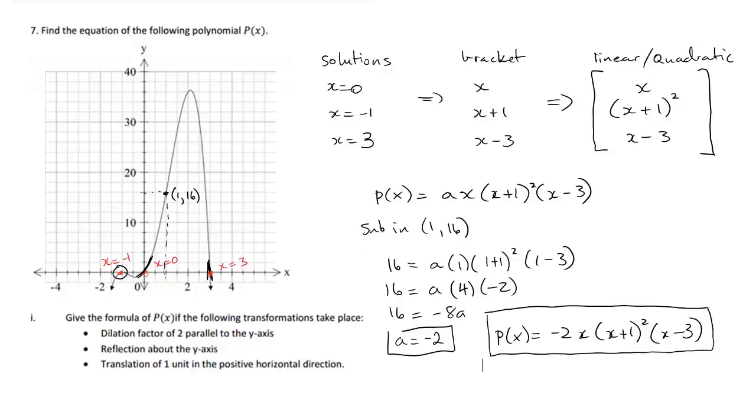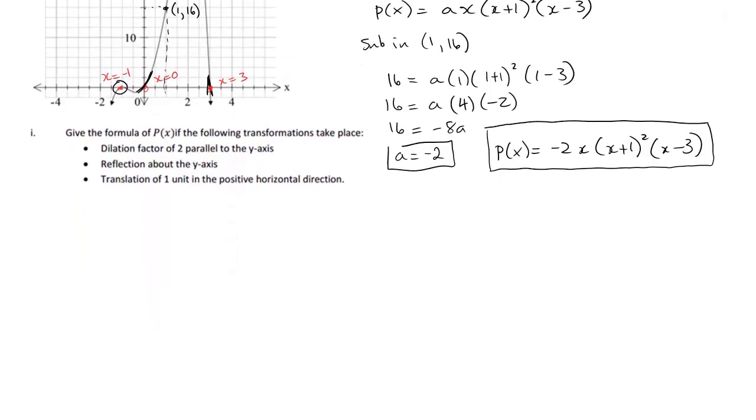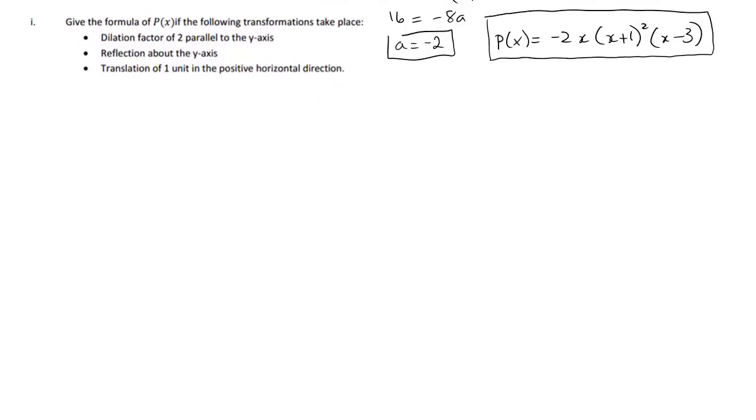Okay, so so far we've got the polynomial written. The second part of this question is, give the formula of P(x) if the following transformations take place. So now we're trying to transform. Whenever we do that, first of all, we have to build equations that relate x dash to x, which is the image to the old x value, and likewise for y, doing the same thing. So it says dilation factor of 2 parallel to the y-axis.